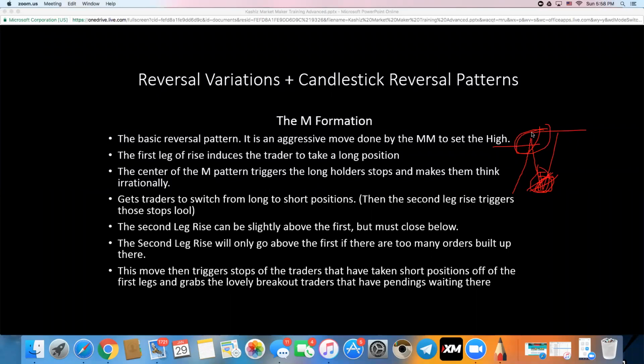So now here's where the advanced stuff starts kicking in. The second leg rise can be slightly above the first, but it has to close below. If they come here and do this, they have to close below. One of the questions I'm going to get is how long do they have to close? My recommendation, and I don't have it on here so write it down, is 30 to 45 minutes they have to come back.